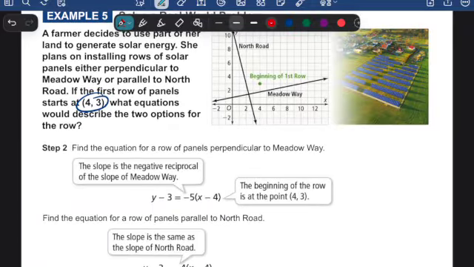Okay, so keeping that in mind, here's the perpendicular slope for Meadowway, -5. Plug in the point, opposite the y value, opposite the x value. And then parallel to North Road, it should stay the same. The slope should still say -4. Plug in the y value and the x value.